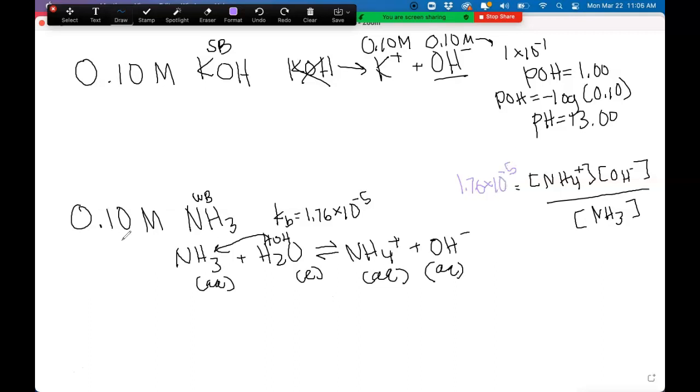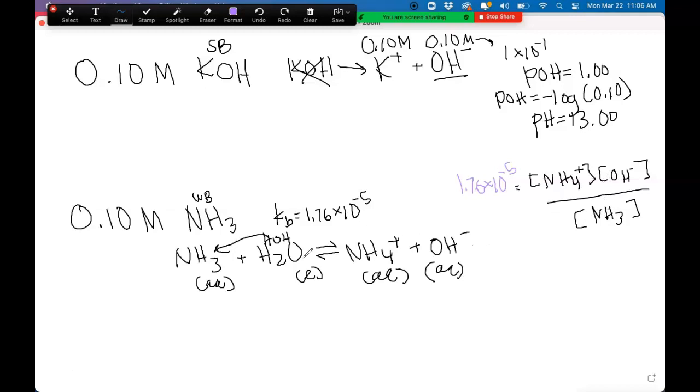Okay. So I identified the major species. I wrote out the equation. I don't want to call this a reaction again because it's not a reaction. It's just a weak acid sitting in equilibrium with its ions. I wrote the equilibrium expression because it goes to equilibrium.